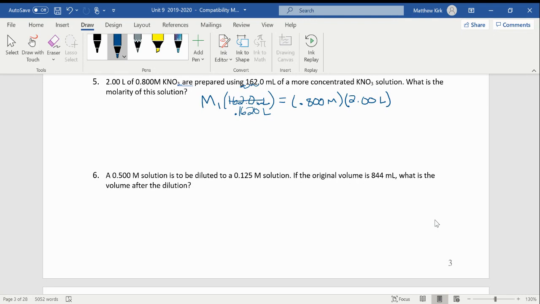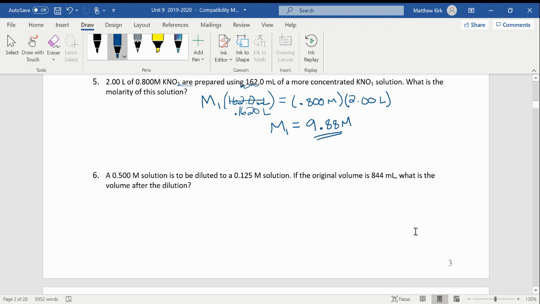So 0.8 times 2 divided by 0.162. And I'm going to get my initial concentration as, see, sig figs, I think 3 of them, right? Yep, 3 sig figs, 9.88 molar as the concentration of my stock solution.